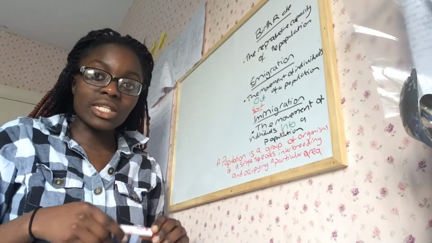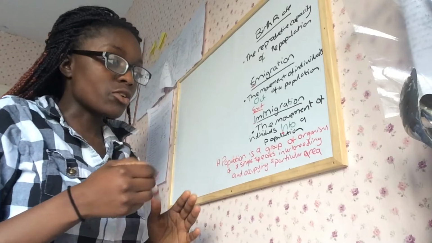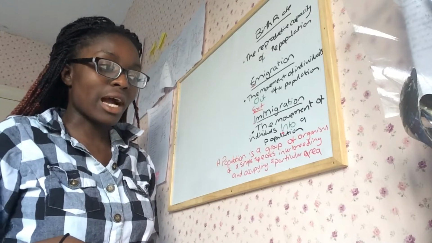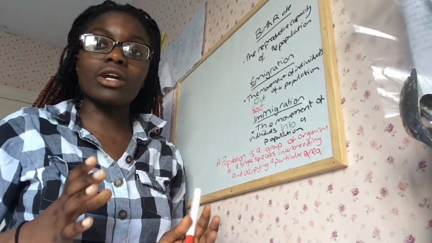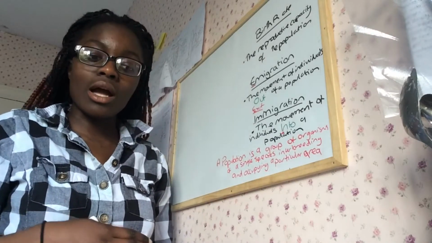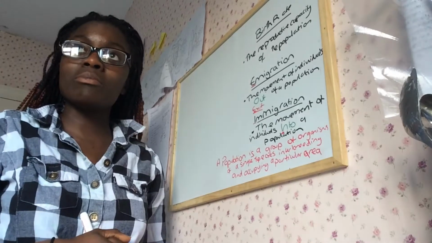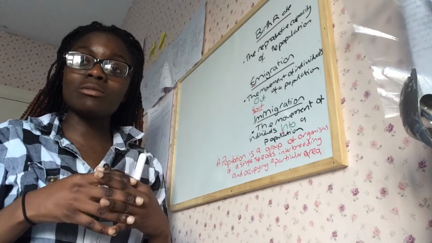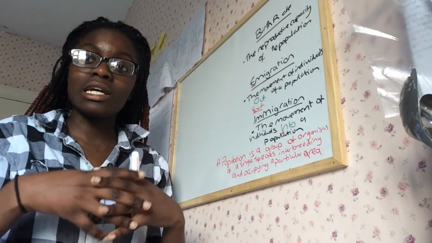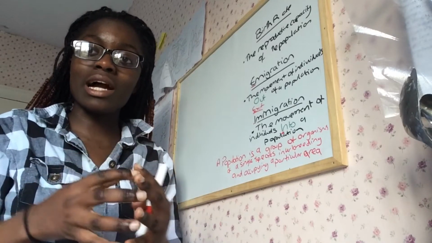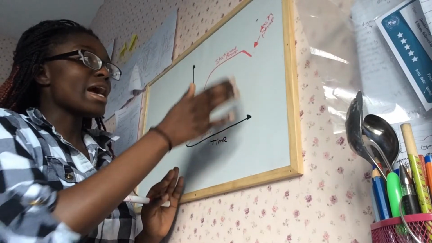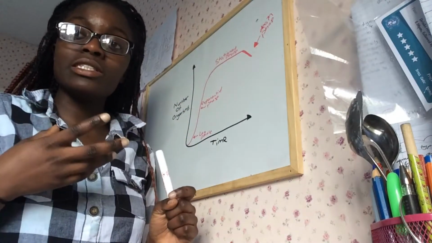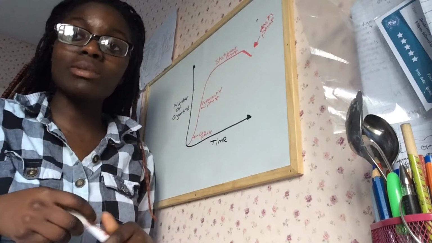And a population is a group of organisms of a single species interbreeding and occupying a particular area. So a population may be bees in a beehive because they are of the same species and they are occupying one area, which is the beehive. The curve is S-shaped and it is typical of any new species that is colonizing a new habitat.